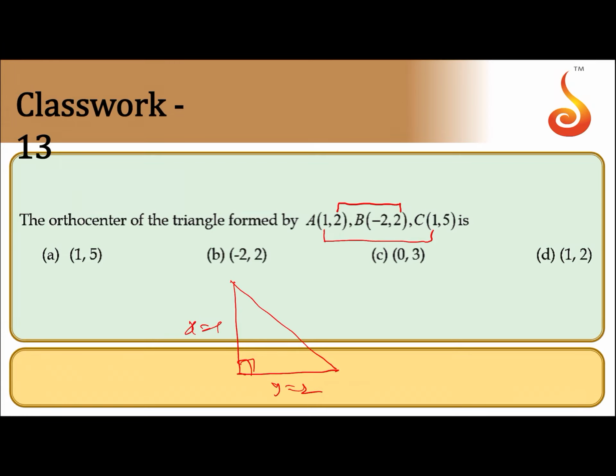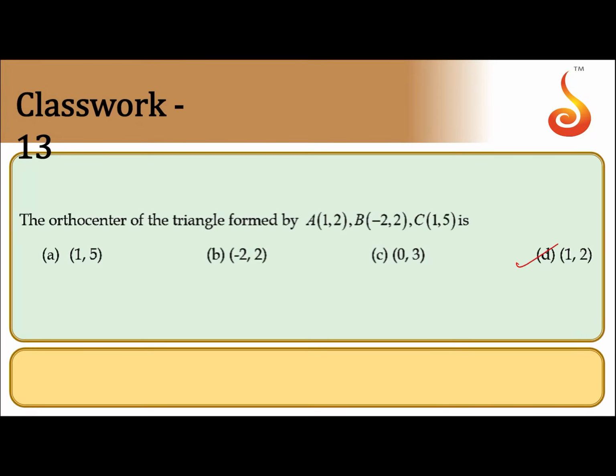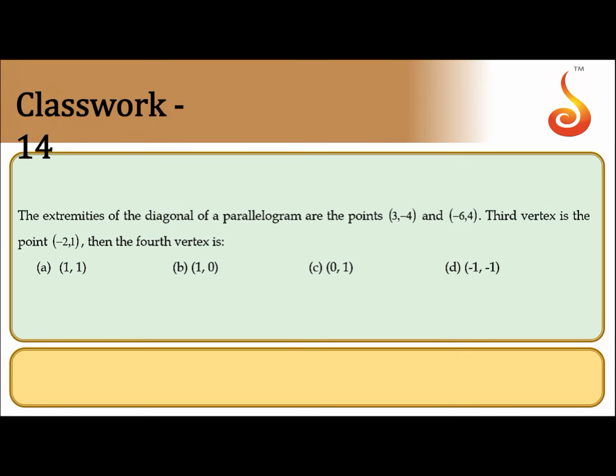And the orthocenter of the triangle is nothing but the point where the right angle exists, which is (1, 2). So this is the orthocenter of the triangle. So the answer is (1, 2). So clearly D is the answer. Coming to the next one.